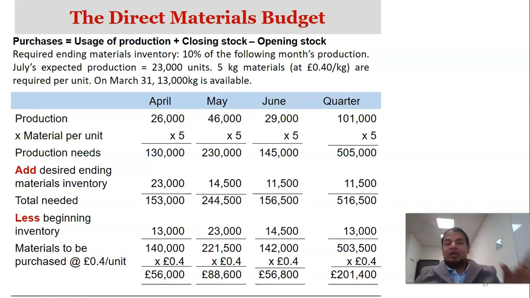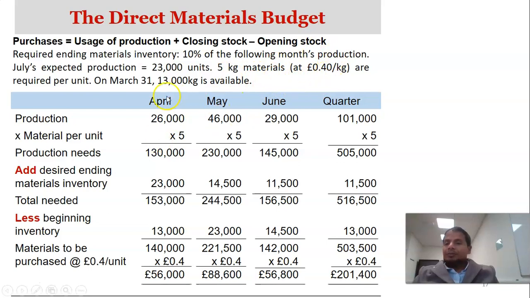So next month's production needs is the ending inventory requirement in the previous month. So we want to make sure the 10% of the raw material we will require in the next month, we should already have available in the month before. In case of July's expected production, 23,000 units is being provided, and 5 kilograms of materials.